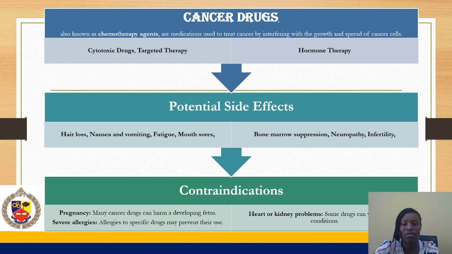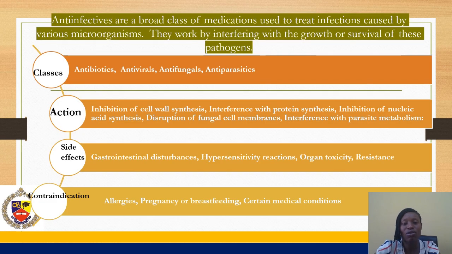Cancer drugs are majorly called chemotherapeutic agents, but all drugs are chemotherapeutic agents anyway. They also have their side effects: bone marrow suppression, infertility, hair loss. Many people don't want to use them just because of the side effects. We also have anti-infectives. They can be antibiotics, antivirals, antifungals, antiparasitics. Antibiotics work for bacterial infections, antivirals are against viruses, antifungals are against fungal infections, and antiparasitics are against parasites.